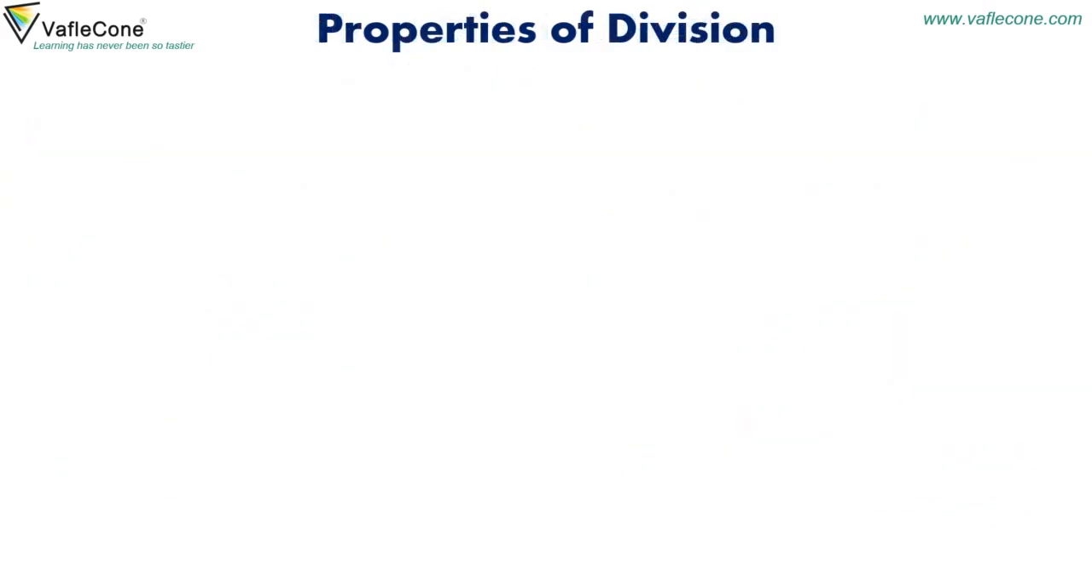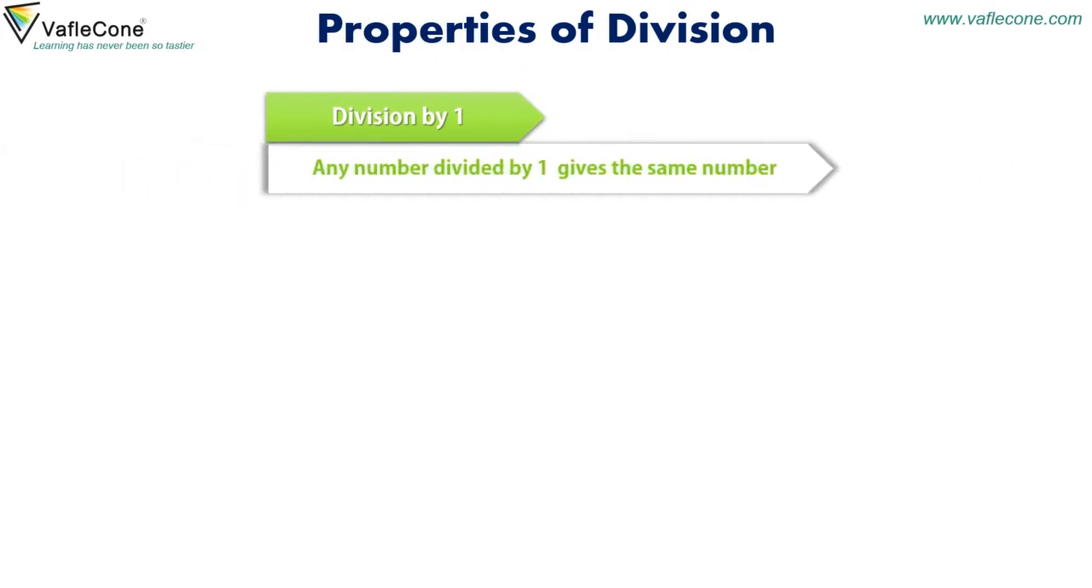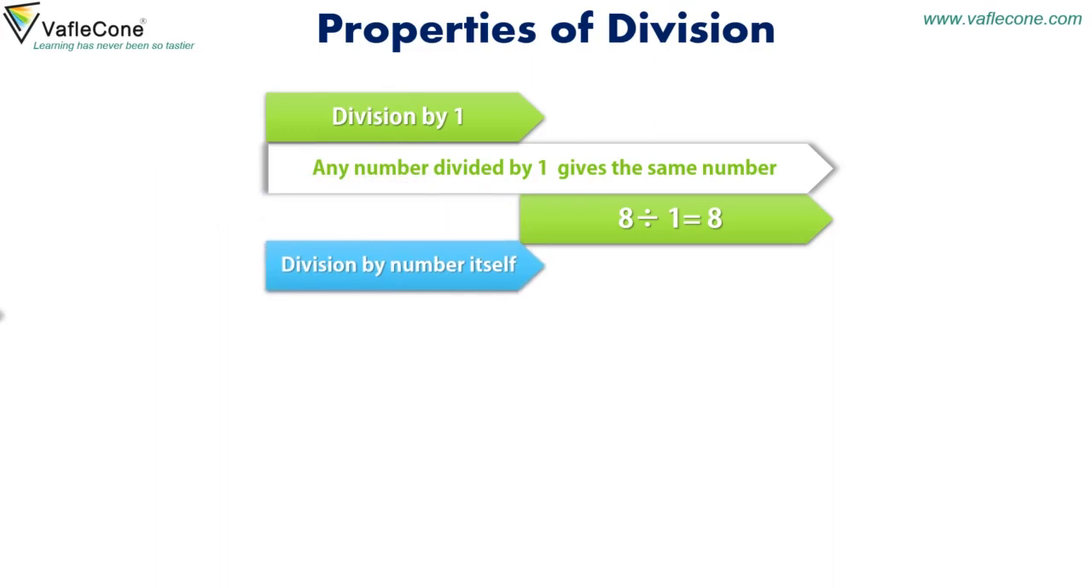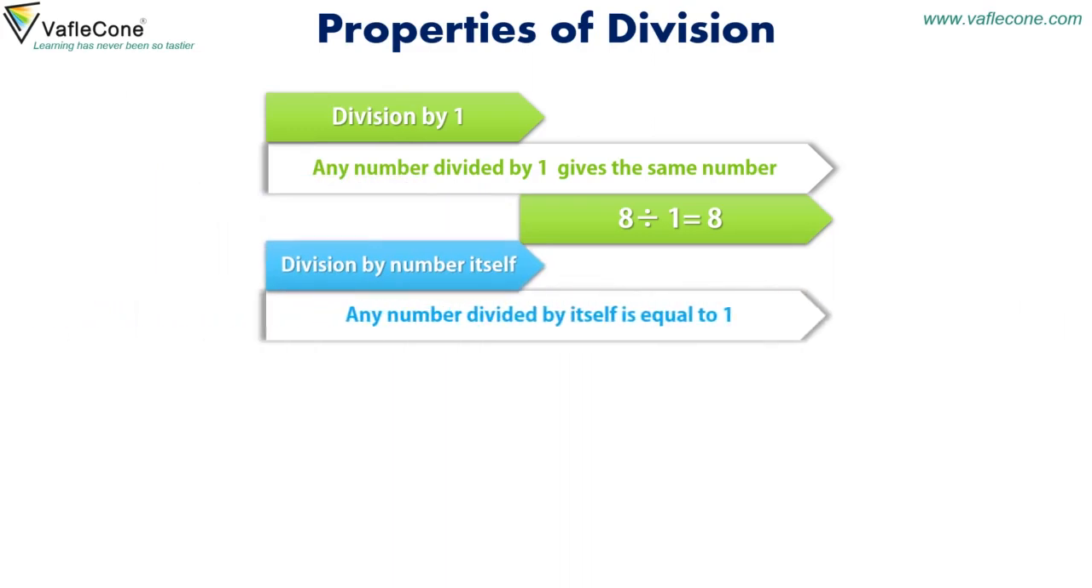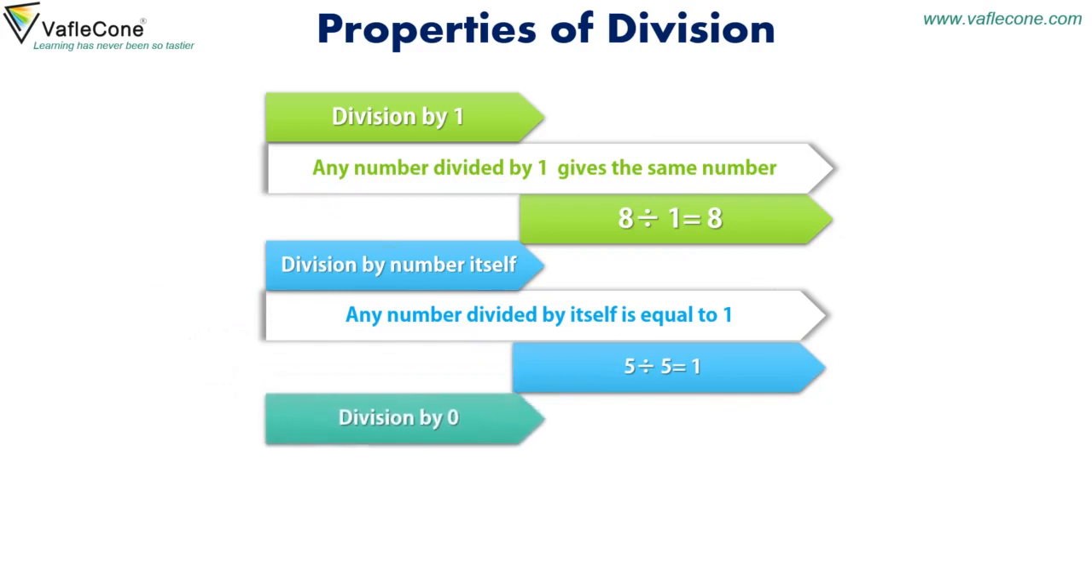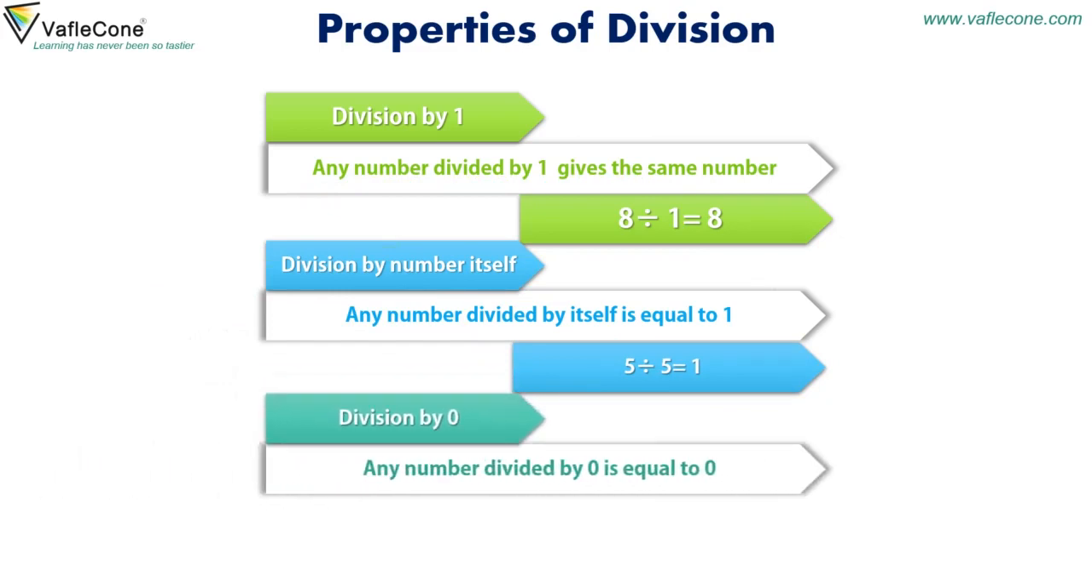Properties of division. Division by 1. Any number divided by 1 gives the same number. For example, 8 divided by 1 is equal to 8. Division by number itself. Any number divided by itself is equal to 1. For example, 5 divided by 5 is equal to 1. Division by 0. Any number divided by 0 is equal to 0. For example, 8 divided by 0 is equal to 0.